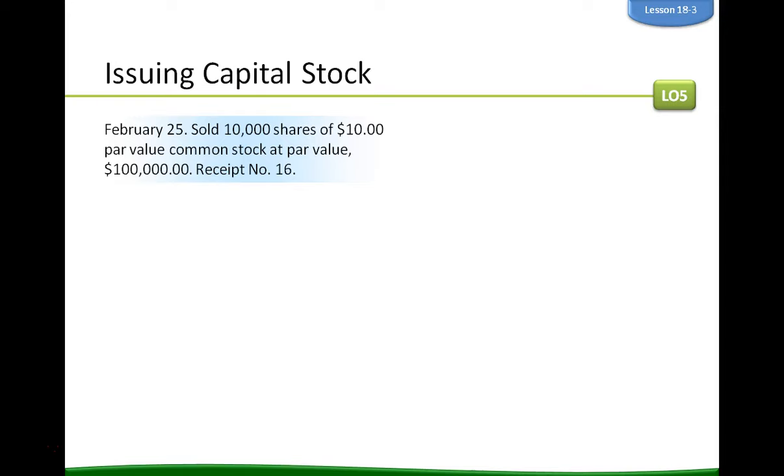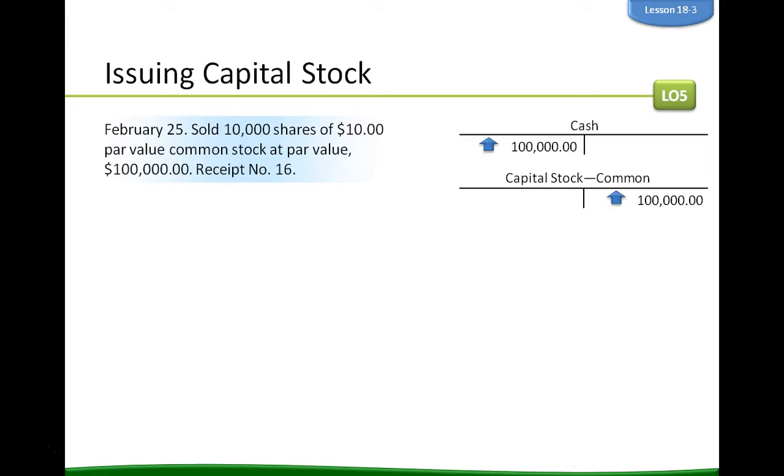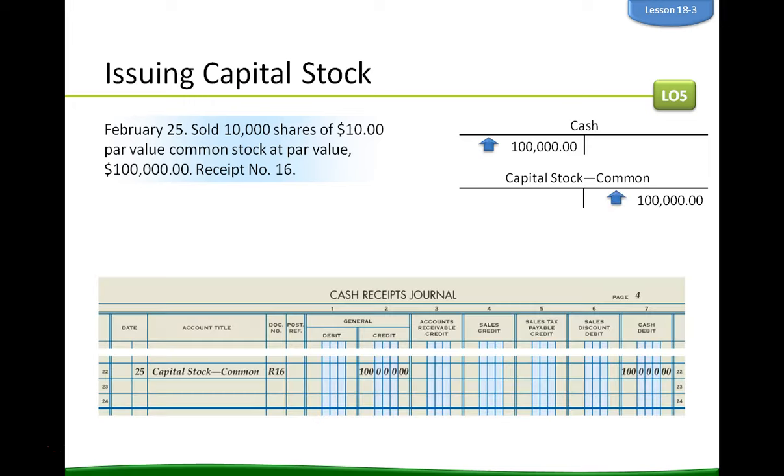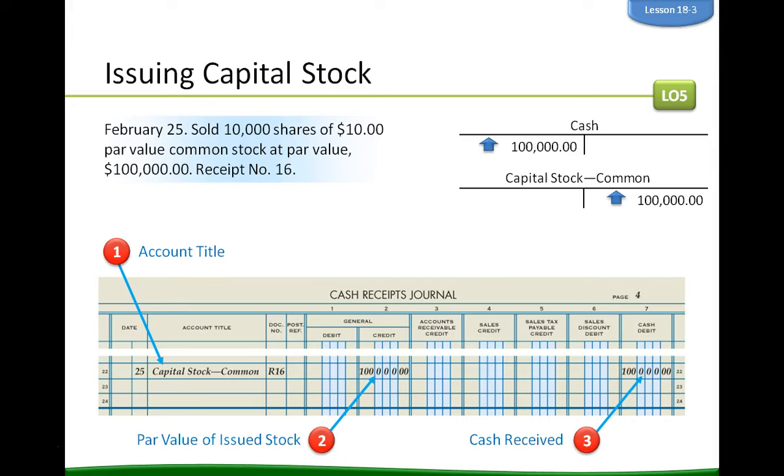First example, on February 25th, sold 10,000 shares of $10 par value common stock at par value, $100,000, receipt number 16. What do we do with this? Well, our cash account is affected, as is our common stock, capital stock common. We pull out our cash receipts journal and write in our account title with our receipt number. A credit of $100,000 par value of issued stock, and cash is received at that point.